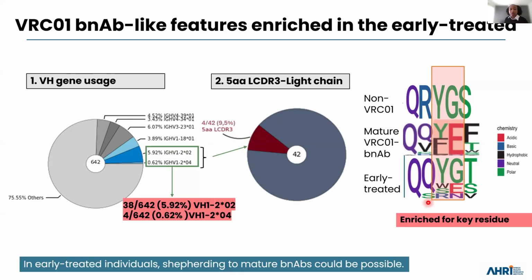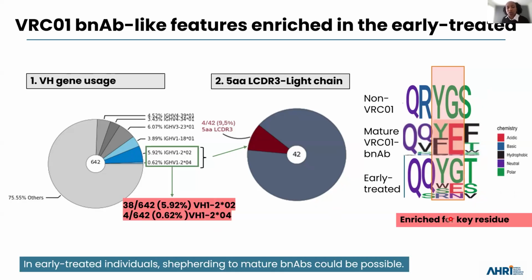The next thing that we then went on to do is to look for this signature sequence logo in the light chain. So for every mature VRC01 class bNAb, it has the signature logo, which is the QQYEF. So this is what we were particularly looking for in our early treated, whether we have this signature logo, so that we would have the correct light chain, the correct heavy chain, as well as this signature motif. So yes, we did have the correct signature motif in our early treated group.